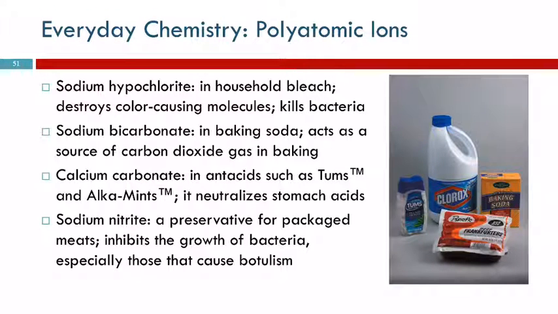There are lots of polyatomic ions in your kitchen, in your body. Sodium hypochlorite, that's the active ingredient in household bleach. So hypochlorite. Chlorite has one less oxygen than chlorate, and hypo has one less than chlorite. So sodium hypochlorite is NaClO. Sodium bicarbonate. Bicarbonate is also a polyatomic ion. Calcium carbonate. That's the active ingredient in Tums and Alka-Mints, and you can take that to neutralize stomach acid.